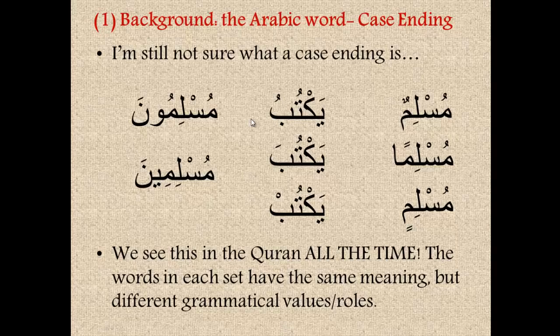Again, Arabic grammar answers such questions as, when is it appropriate for us to say Muslimun? When do we say Musliman? And when do we say Muslimin? And in each particular sentence, there is only one correct answer. It's either yaktubu or yaktuba or yaktub.